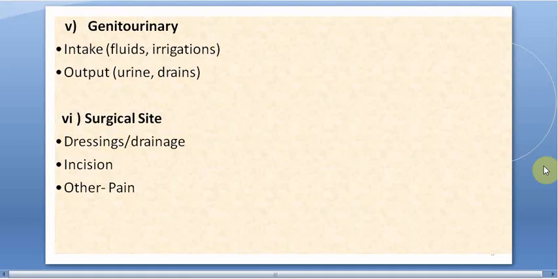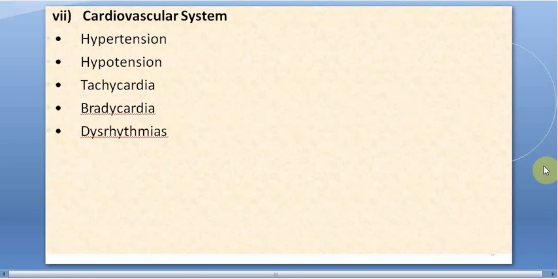Next comes the surgical site. Observe the surgical site very carefully because there can be excess bleeding or excess soakage. Whenever you are doing the dressing, perform it using aseptic technique. Along with that, you can ask if the patient is having any sort of pain.